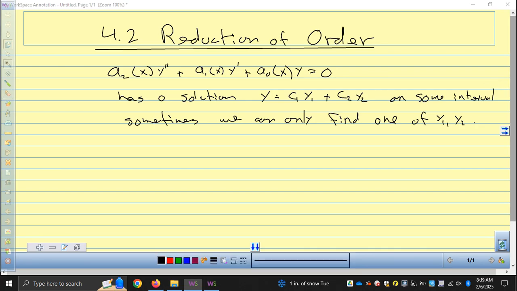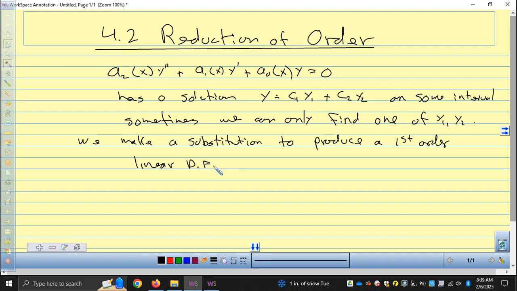Anyway, sometimes we can only find one of these two solutions. So we make a substitution, based on the known solution, to produce a first order linear differential equation that can be solved to find the second solution.